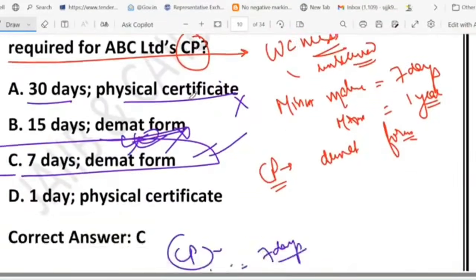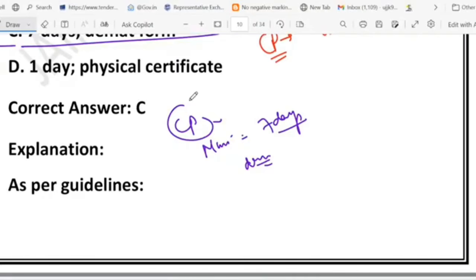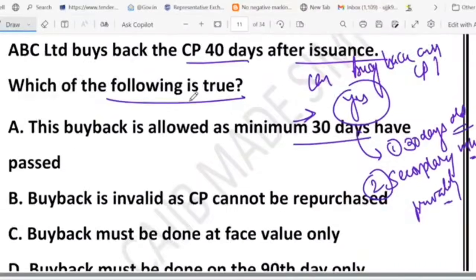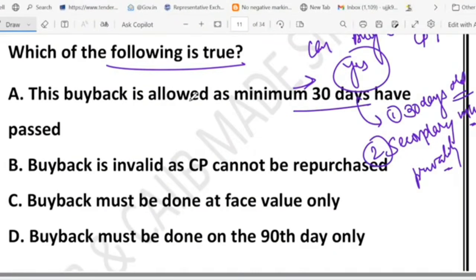Now, in this case, CP was issued for 90 days. ABC Limited wants to buy it back on day 40. So let's go through each and every option. Option A says the buyback is allowed as minimum 30 days have passed. Yes, this is correct. As per RBI guideline, buyback is only allowed after 30 days. Since 40 days have passed, this is absolutely valid.